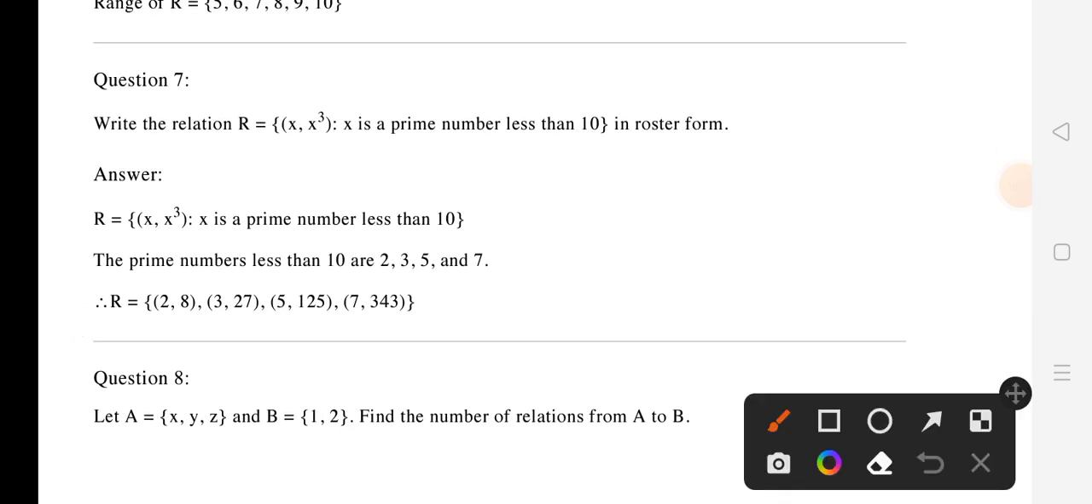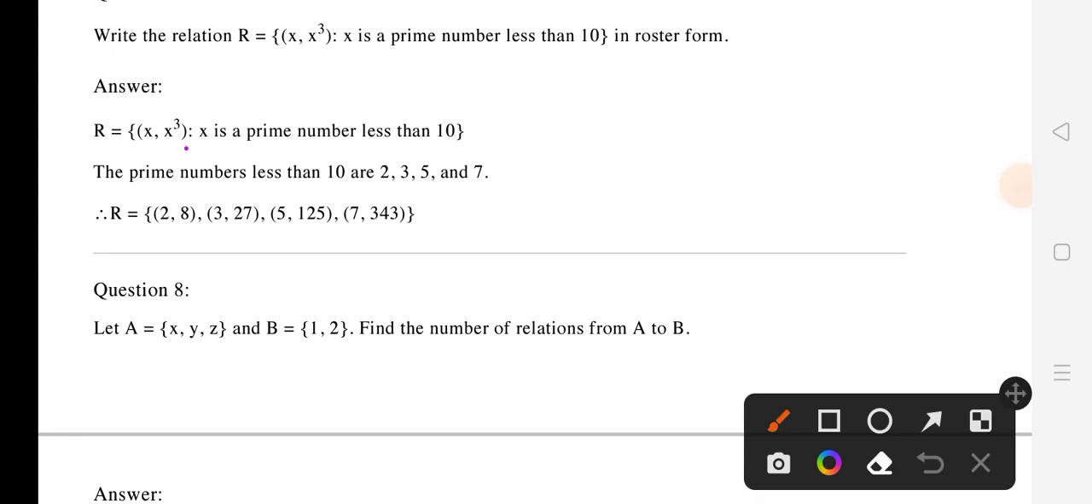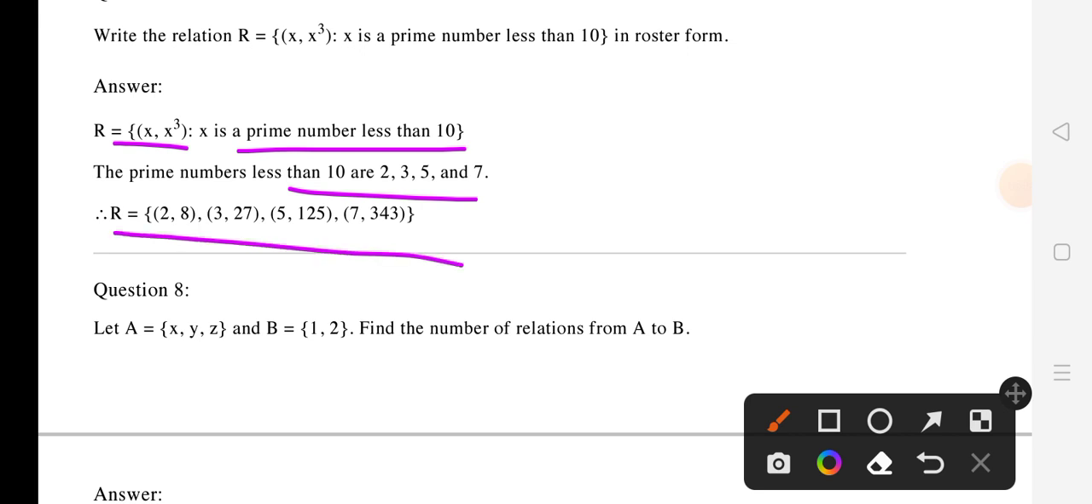Now next question: write the relation R, that is ordered pairs like (x, x³), where x is a prime number less than 10, in roster form. So the relation is defined as (x, x³), x is a prime number less than 10. The prime numbers less than 10 are 2, 3, 5, 7. So the set of all ordered pairs is (2, 8), (3, 27), (5, 125), (7, 343).